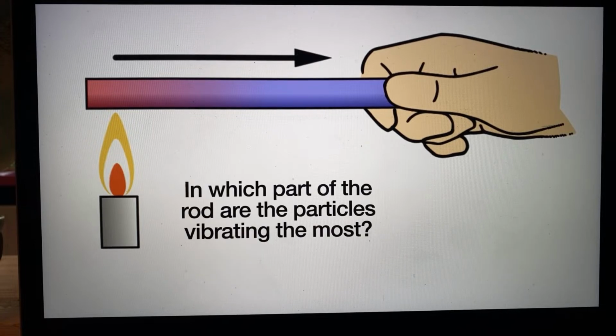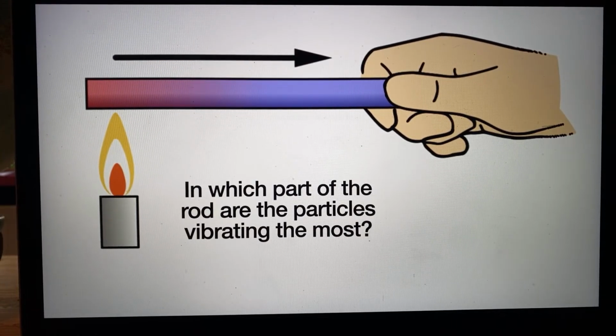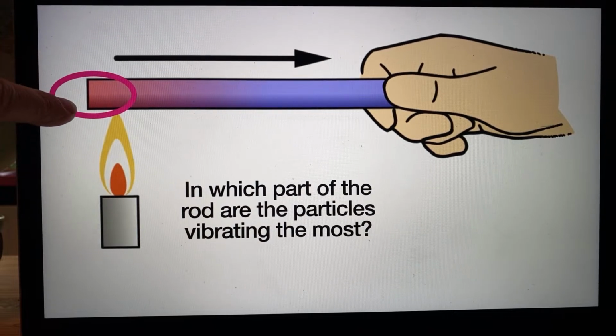In which part of the rod are the particles vibrating the most? So you've got a rod here. I'm hoping that that is quite easy for you. Thanks, Ollie. Hopefully you're saying the particles that are the hottest are vibrating most, because when particles get hot, they move around more. So it would be the very tip of the rod here.